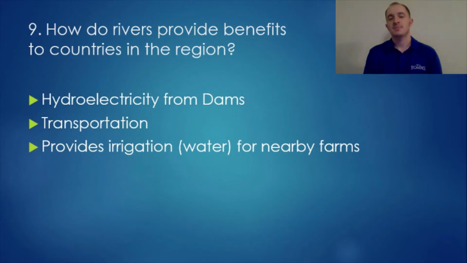Number nine, how do rivers provide benefits to countries in the region? We see this in two main ways. So we have transportation, but our two main ways that we see the rivers is hydroelectricity from dams along the rivers, and then they provide irrigation water for nearby farms. So countries in the area can use this to provide electricity for homes as well as water for areas that aren't necessarily as fertile or as abundant as others.